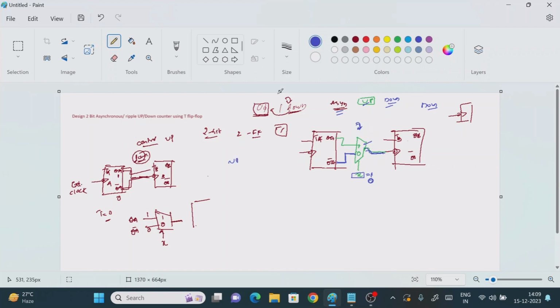So what is the meaning of up counting value? 0 0, 0 1, 1 0, 1 1. Once it is completed, it will return back to the initial position, right? So what is the meaning of down count? Starting from the largest number, then 1 0, 0 1, 0 0. Once it is completed, again it will return back to the initial position. So this is what we call the 2-bit asynchronous up down counter.